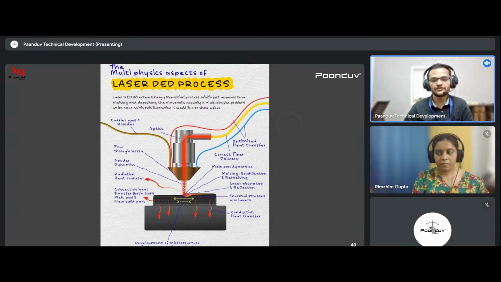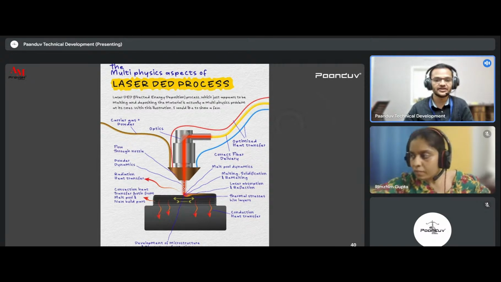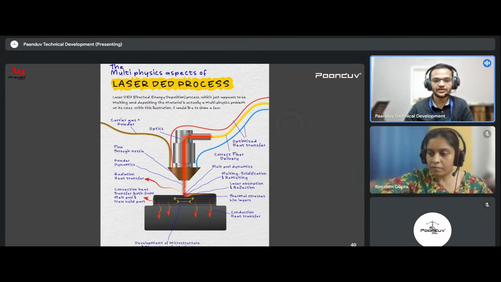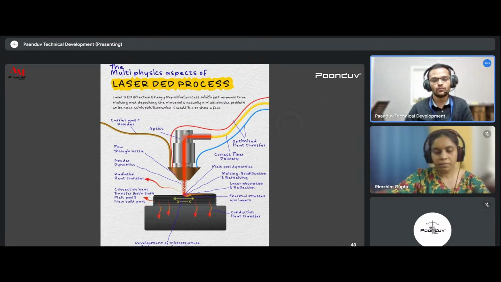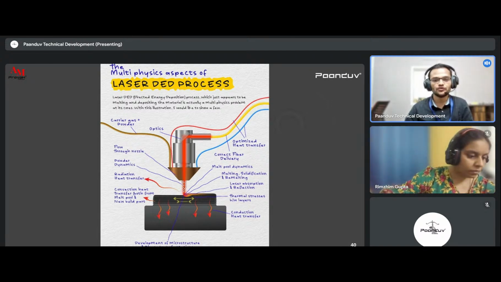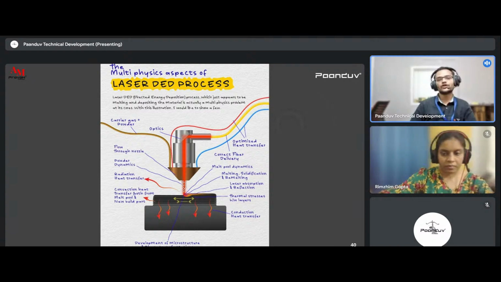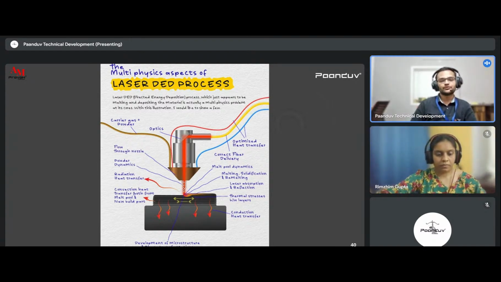We also have various modes of heat transfer, such as radiation heat transfer, conduction heat transfer from the deposited part, build part, and to the substrate. We also have convection heat transfer, both from the melt pool and the new build part. So all in all, direct energy deposition process is a complex intermingling between various disciplines of physics.